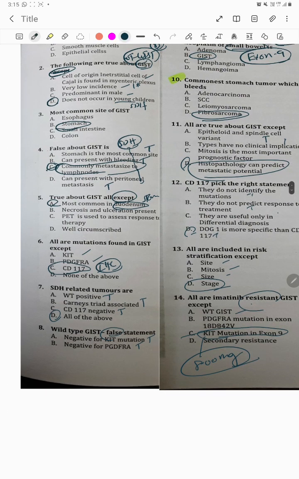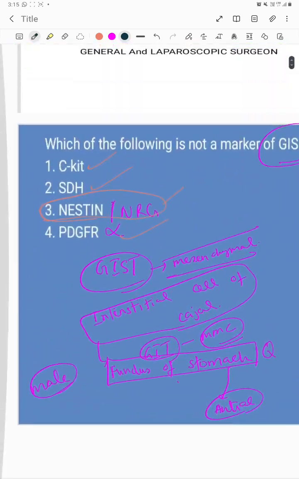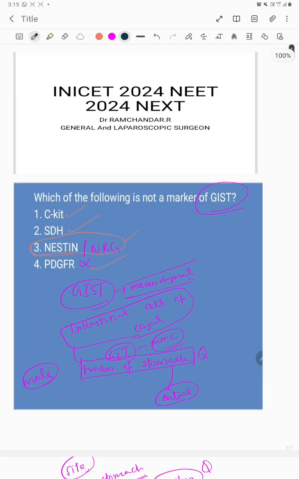So that's all I wanted to discuss in depth about GIST, so that you will be able to answer in the future upcoming exams too. The topics get repeated rather than the questions getting repeated.